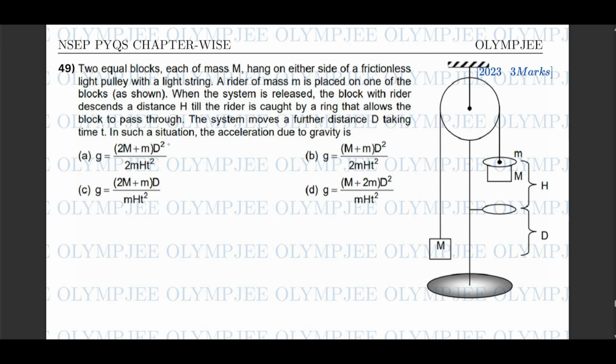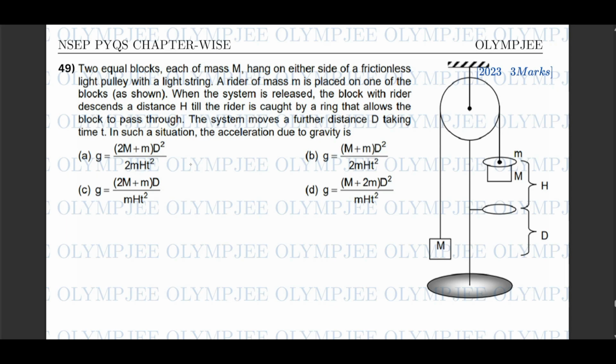Question 49 says, two equal blocks each of mass m hang on either side of a frictionless light pulley with a light string. A rider of mass m is placed on one of the blocks as shown. When the system is released, the block with rider descends a distance h till the rider is caught by a ring that allows the block to pass through. The system further moves a distance of d in time t. So the acceleration due to gravity is g.